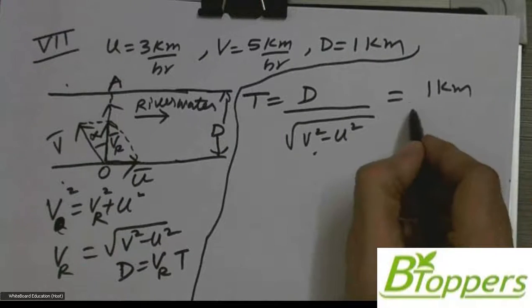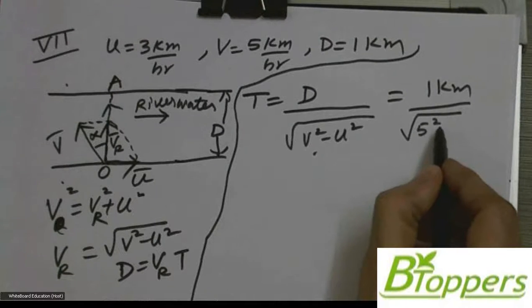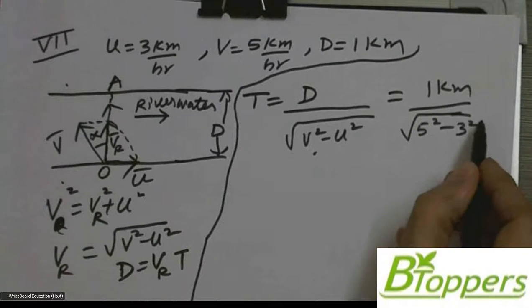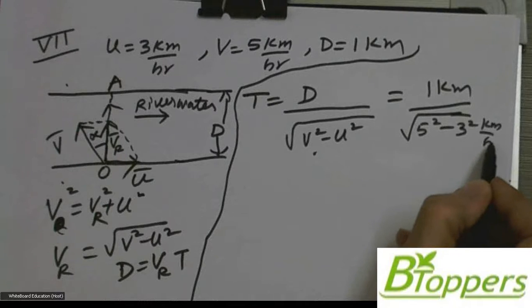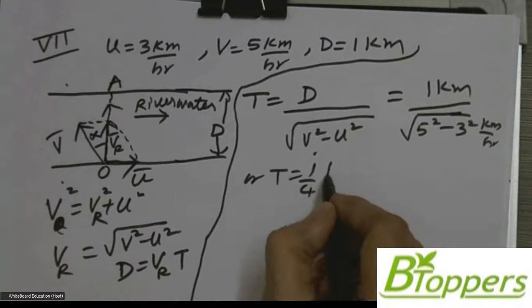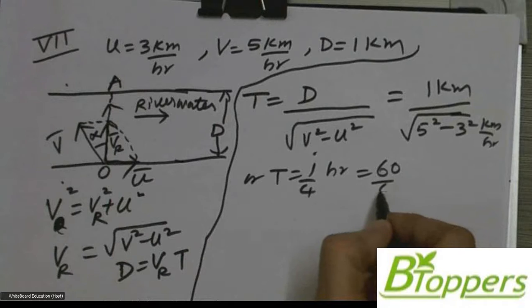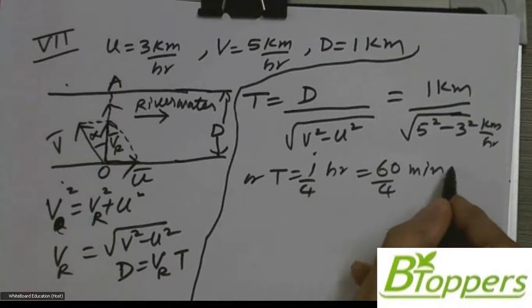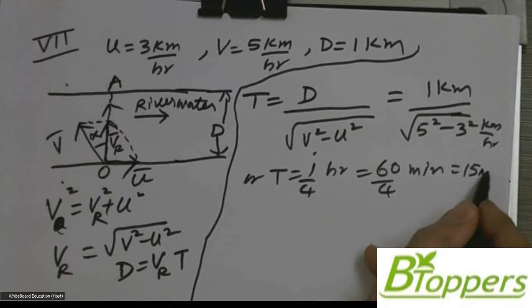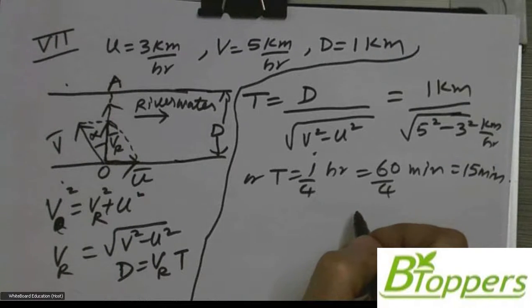Here D is 1 kilometer, V is 5 kilometer per hour, and U is 3 kilometer per hour. So you get T equal to 1 by 4 hour. That is 60 by 4 minutes or 15 minutes is the time taken to cross the river along the minimum distance path.